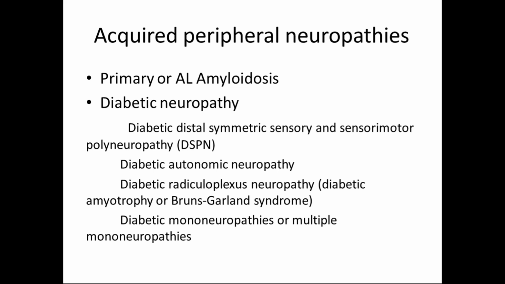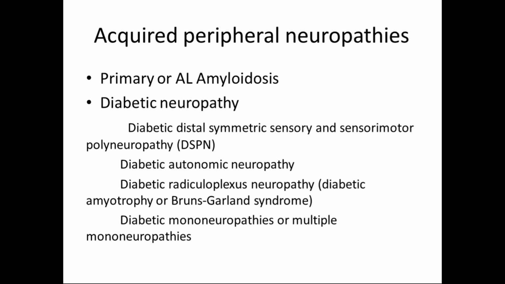In diabetic neuropathy, there are different types of neuropathies based on the involvement of peripheral nerves at different sites and the pattern of involvement. The first one is diabetic distal symmetric sensory and sensorimotor polyneuropathy. This means the distal-most parts are mostly affected, symmetrically and bilaterally. They may be sensory or sensorimotor polyneuropathies. These are slow in onset and progressive. It depends on the duration of the diabetes and the degree of glycemic control.